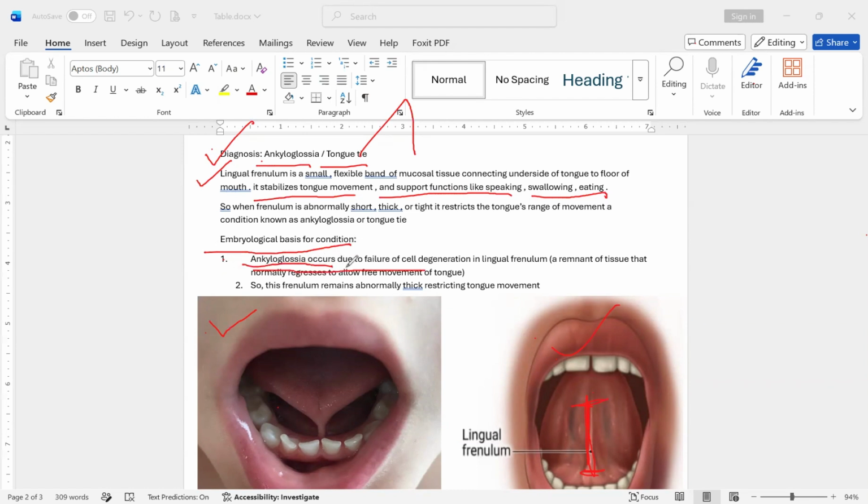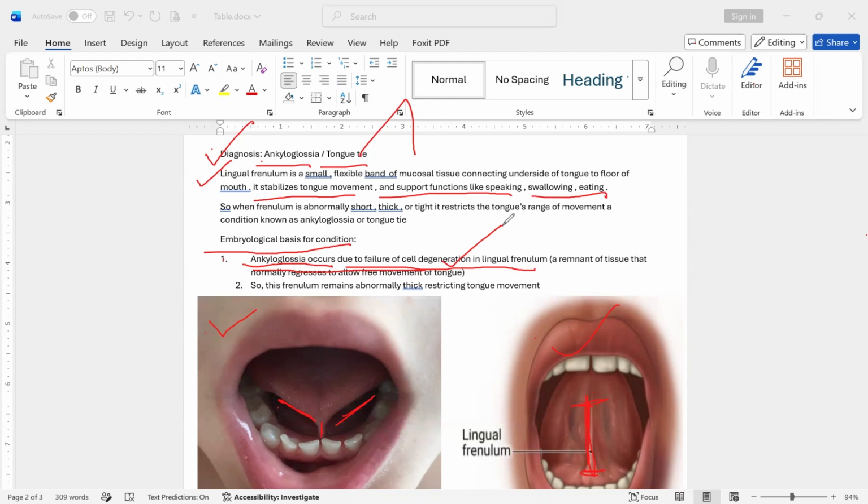Ankyloglossia occurs due to failure of cellular degeneration in lingual frenulum. So what happens actually during the development of tongue is that lingual frenulum is a thicker band and it is connecting the entire undersurface of the tongue to the floor of the mouth, thus restricting the free movement of the tongue. But after some time during the development, cellular degeneration occurs in the lingual frenulum, making it smaller, thinner, and shorter, thus allowing the free movement of the tongue.